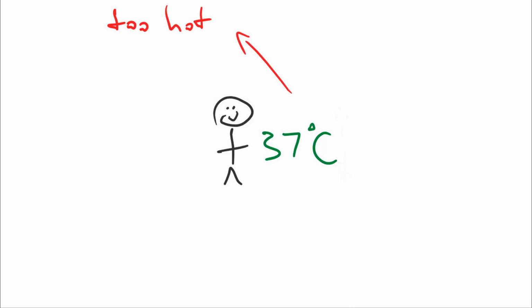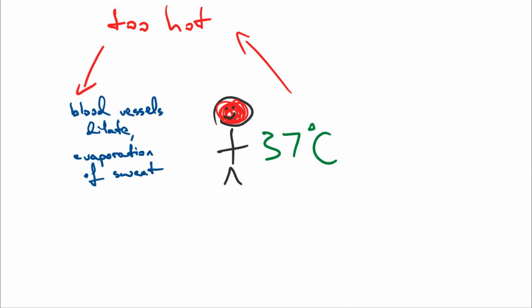So let's look at what if the body temperature rises, we get too hot. Well, you may have noticed when someone's really hot, they might look a bit red in the face. This is because the blood vessels dilate. That means they open up. This allows more blood to be taken closer to the skin, where heat can radiate away from the body. So by blood vessels dilating, I mean the blood vessels closer to the skin.